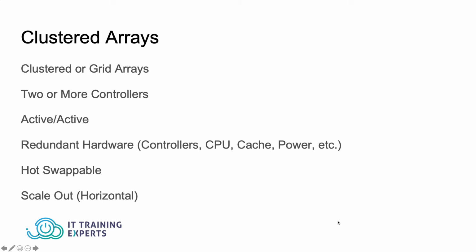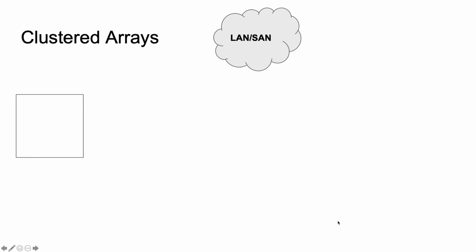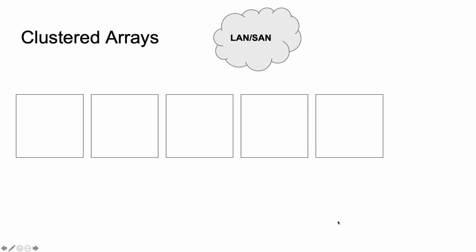Let's look at an animation. It'll probably be a little easier to see it visually. So let's look at a clustered array. We have our LAN or SAN. Really, the network topology and protocols don't matter. Most clustered arrays, like modular arrays, support the same protocols. In this example, we have basically 6 controllers in this setup.